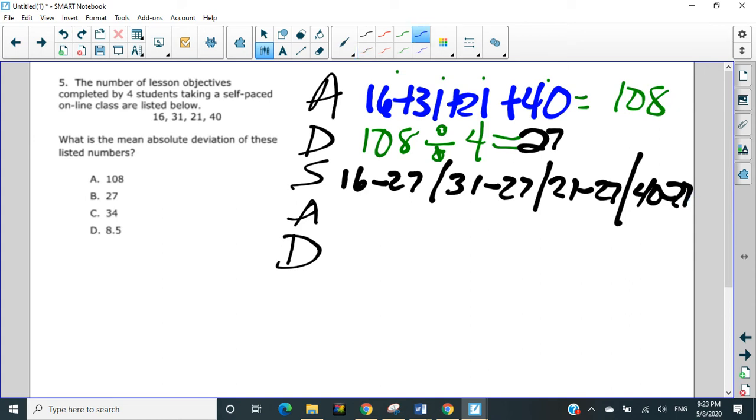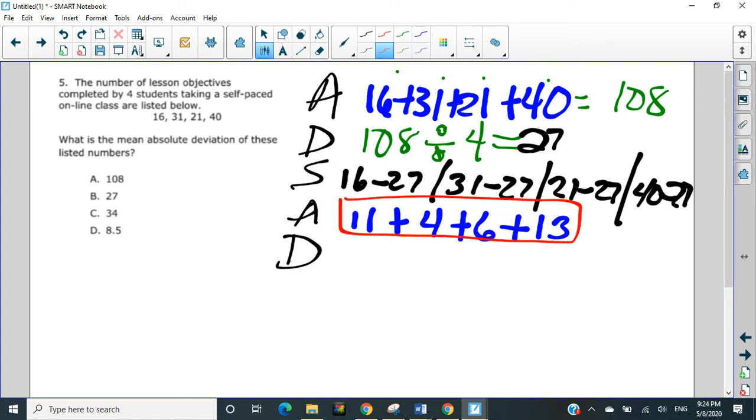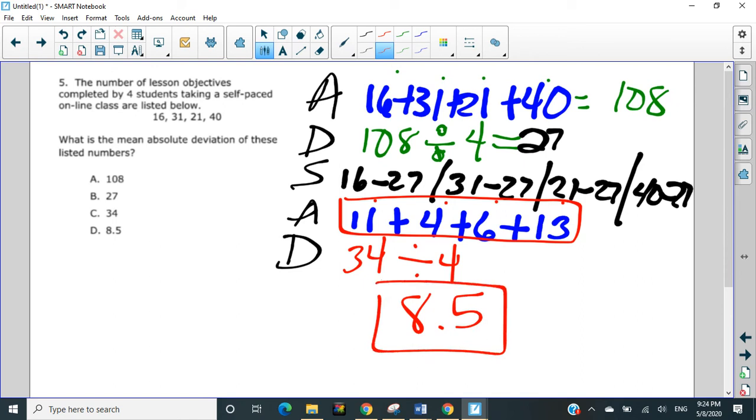Okay, so we're going to get new numbers. 16 minus 27, that is negative 11, but I'm only going to use the 11. Plus 31 minus 27, that is a 4. Next number, it's 6. And next number is a 13. What is the next step here? Is to add all of these numbers. It's going to give me 34 divided by 4. The final answer is 8.5. Okay, moving on to the next one.